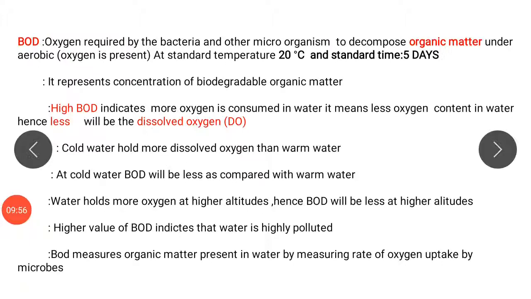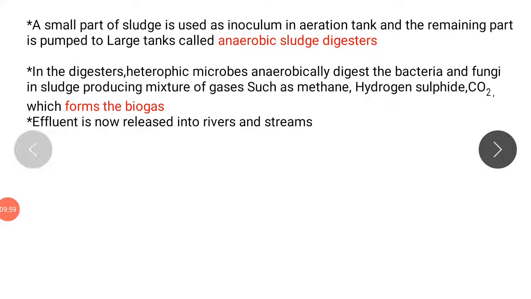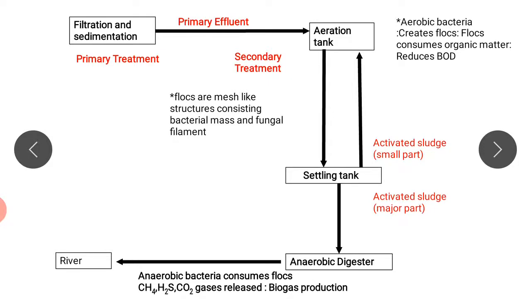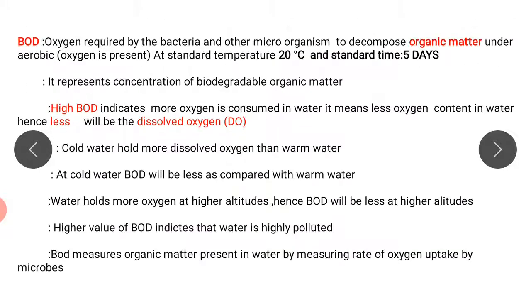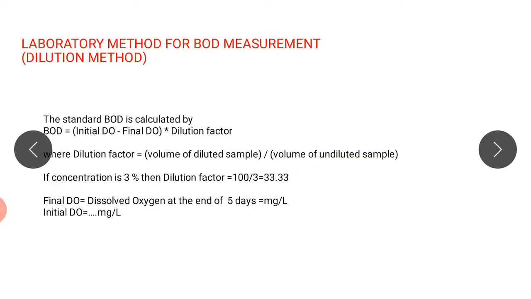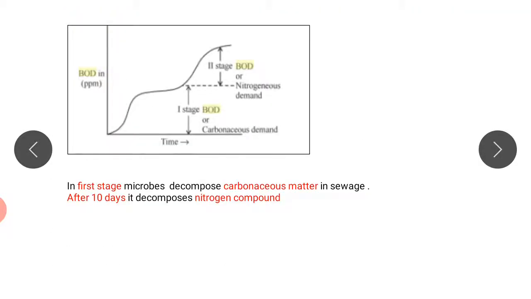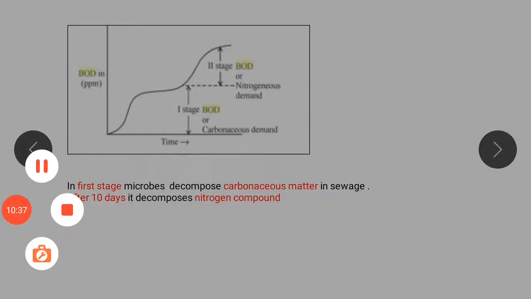Okay, so what we have learned in this part is a summary of what the basic treatment is all about. Then we have discussed BOD and dissolved oxygen, and the effect of temperature and altitude on the BOD. Then in the next lecture we will be discussing the numerical problems and the laboratory method, and further discussion about the BOD, that is the first stage of BOD and second stage of BOD. Okay, so carbonaceous matter in the first stage, and after 10 days it will decompose nitrogen compounds. So likewise, the further details will be covered in the next part.